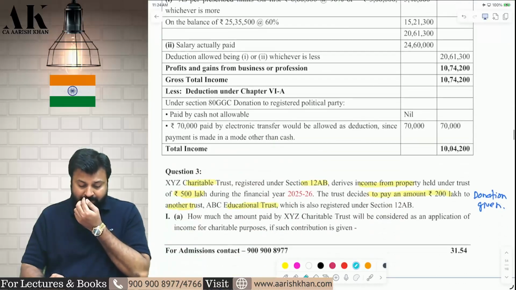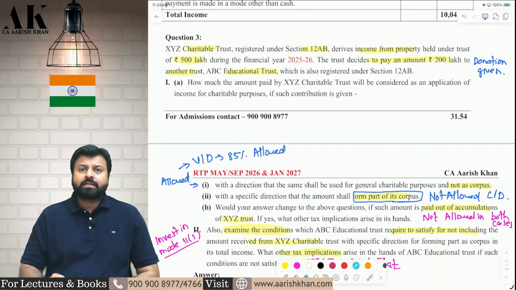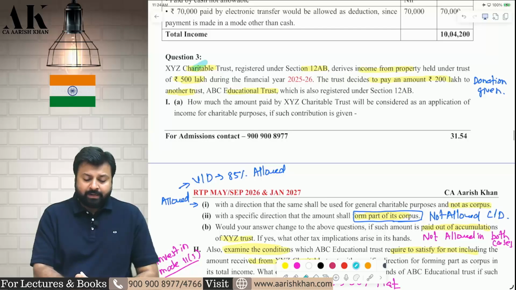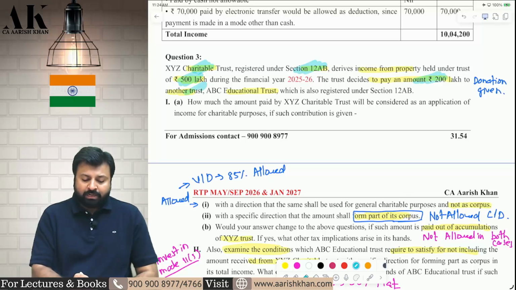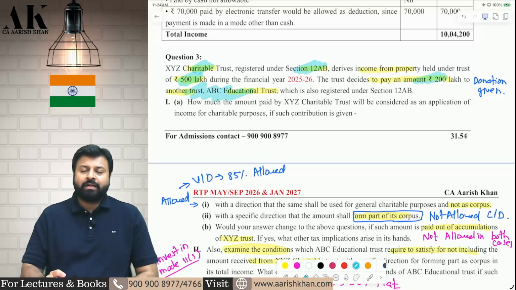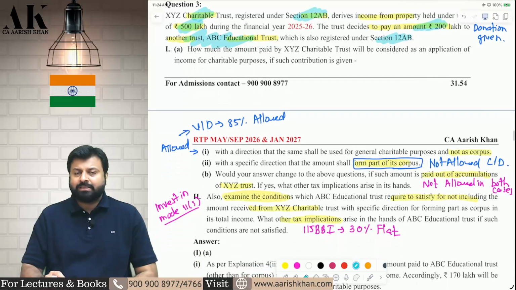Let's go ahead with the third question now. That third question is on charitable trust. There is a charitable trust registered under 12AB. The income of the trust is 500 lakhs. Now the trust is giving a donation of 200 lakhs to another charitable trust. Now we need to identify whether this donation given to another charitable trust, which is also registered under 12AB, is allowed or not in the following circumstances.